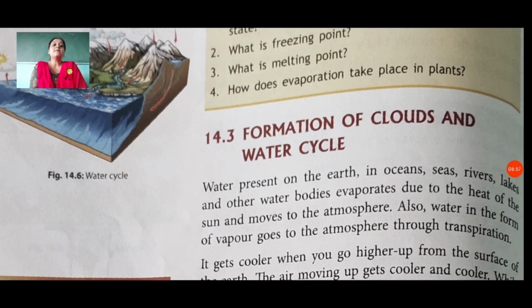Water in oceans, seas, rivers, lakes and other water bodies evaporates due to the heat of the sun and moves to the atmosphere. Also, water in the form of vapor goes to the atmosphere through transpiration. We all know about the evaporation process. When we boil water, water vapor occurs, and this vapor goes in the sky. For example, water of the oceans, seas and rivers evaporates by the heat of the sun at daytime and becomes water vapor, and this water vapor goes in the sky and makes clouds there.